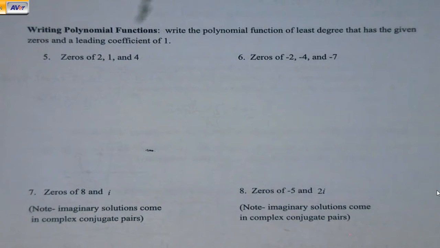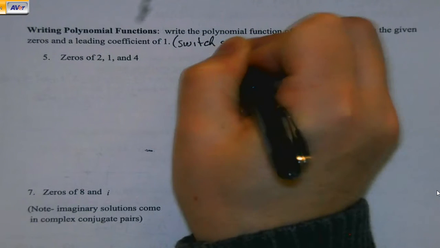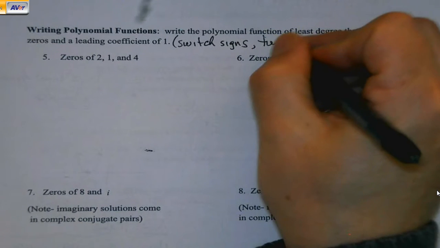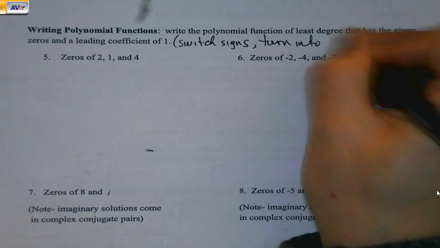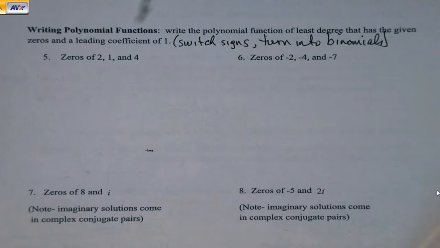So how's that work? Okay, what we're going to basically do is switch signs and turn these all into binomials. Okay, so that's parentheses with two terms. So in this first one, I'm going to show you where it comes from. And then once we see that, we can kind of shorten the process up a little bit.